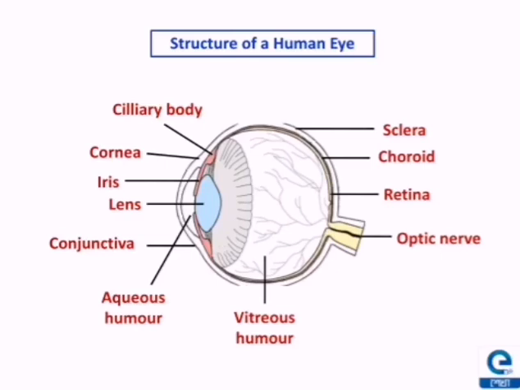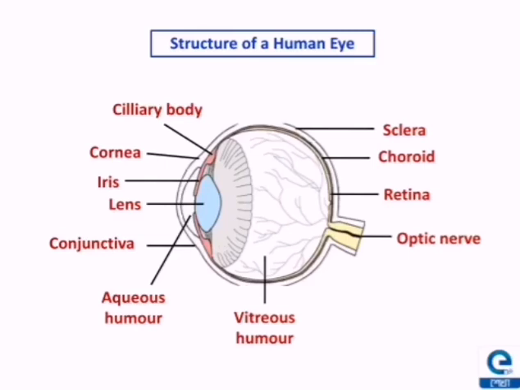The cornea, lens, aqueous humour, and vitreous humour form the refractive media of the eyeball. Lastly, conjunctiva and some accessory structures like eyebrows, eyelids, eyelashes, and tear glands form the protective part of the eyeball.